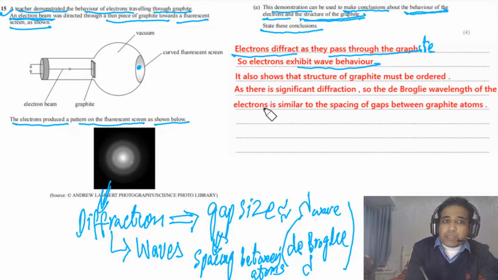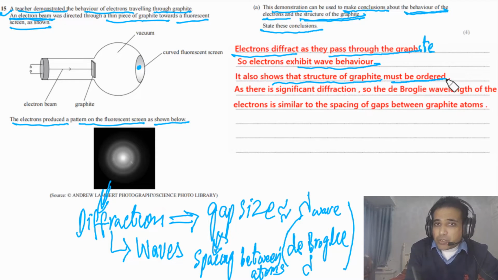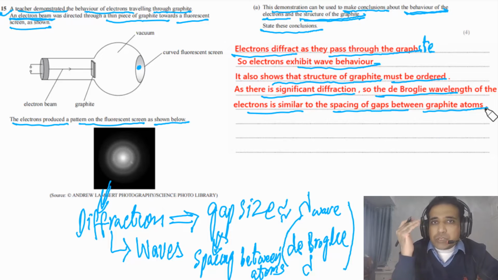It means electrons diffract, so they are showing wave properties. It also shows that the structure of graphite must be ordered because they are regular. These concentric circles show a regular pattern. As there is significant diffraction, the de Broglie wavelength of electrons is similar to the spacing of gaps between graphite atoms. So this is how you can answer step by step.